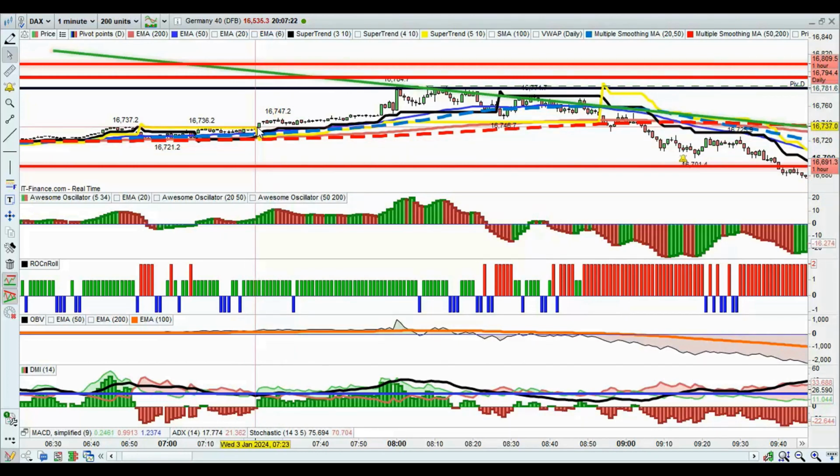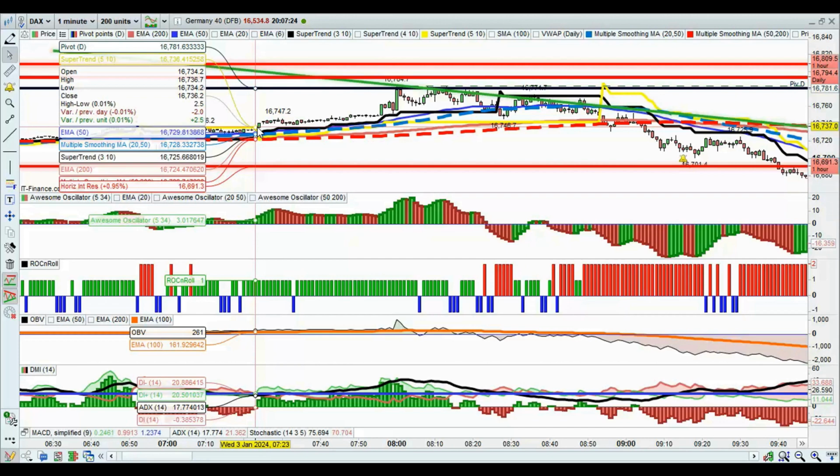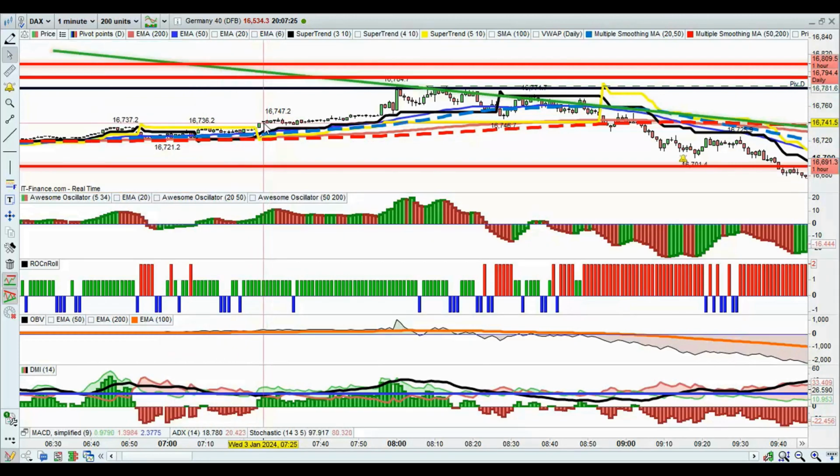So if we look inside the box there, as it's crossing through at 16,736, so entering there as it's crossing through. And of course, the reason for using the trend indicators here is to stay in the trade as long as possible until we either reach our take profit target, which is up here, or until the price starts to cross back down again.